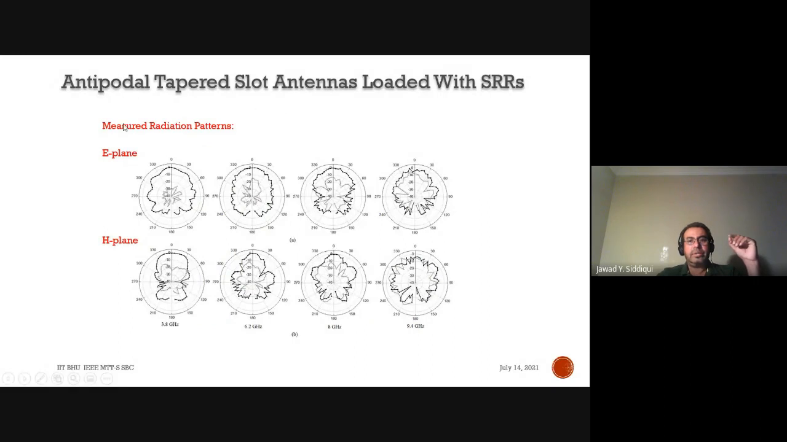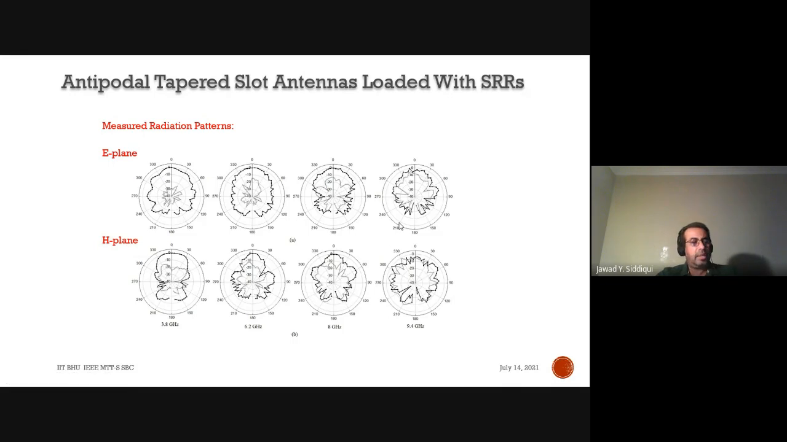And as you can see here with the SRR loaded taper slot antenna, the antenna shows the taper slot type of radiation with a directive radiation in the E plane and the H plane. And the SRRs, since they are subwavelength resonators, do not have much impact on the radiation pattern.